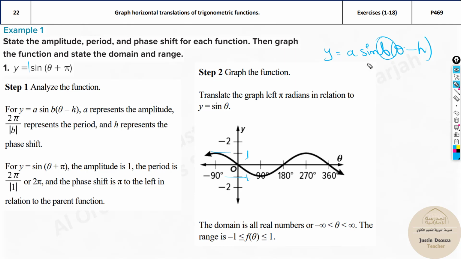B here is depicting what happens to the period. There is a formula for period. Period is given by 2 pi by B. Okay? This is representing the period.